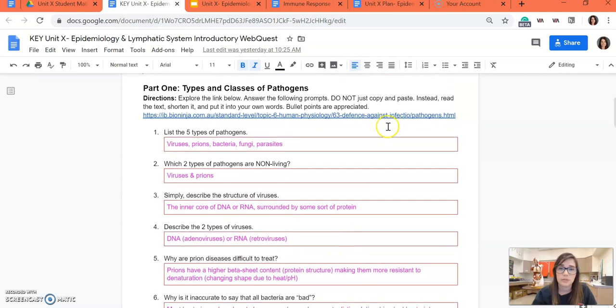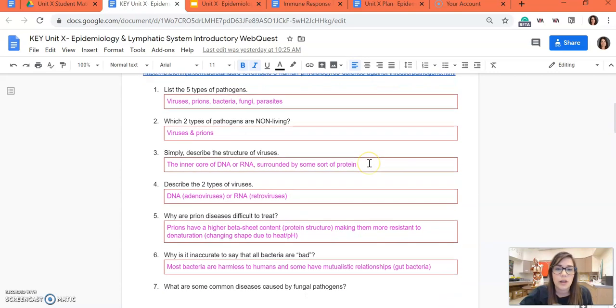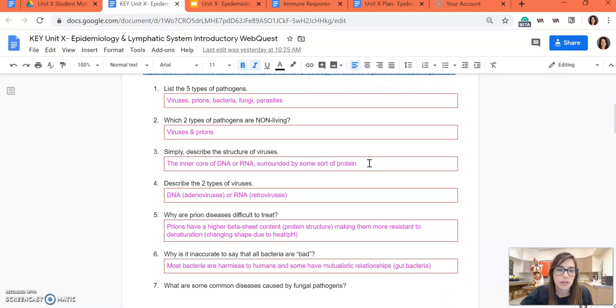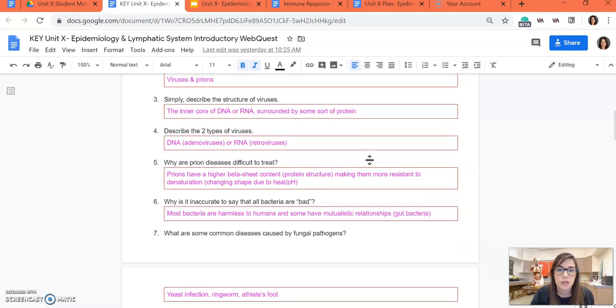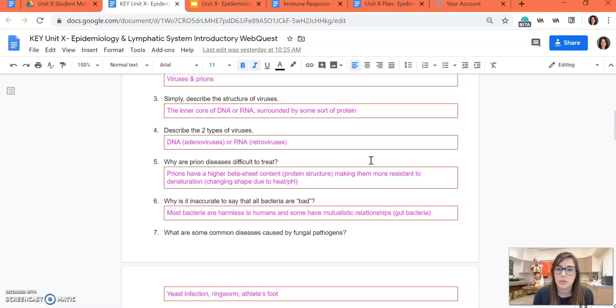Part 1, the types of classifications of pathogens. 5 types: there's viruses, prions, bacteria, fungi, and parasites. The 2 that are non-living are viruses and prions. The structure of a virus, I'm going to talk more about this here in a second. It's just an inner core of DNA or RNA surrounded by some sort of protein. 2 types of viruses are based on what type of genetic material they have, so DNA or RNA.